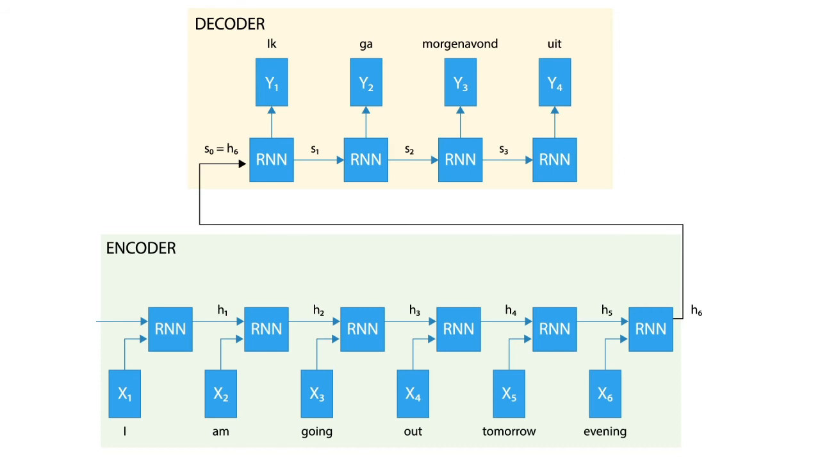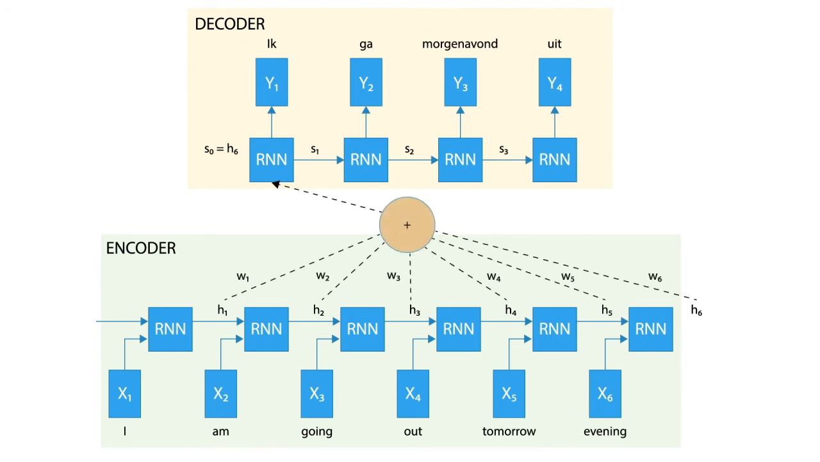When we use the attention mechanism, we no longer try to encode the full input sentence into a fixed length vector H6. Rather, we allow the decoder to attend to different parts of the input sentence at each step of the output generation. Importantly, we let the model learn what words from the input sequence to attend to.